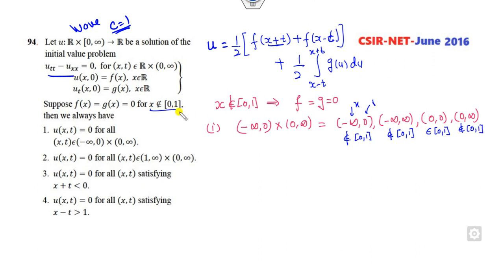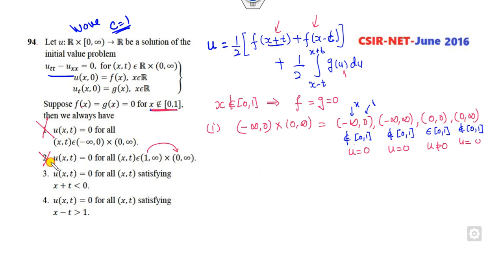So what is the meaning of that? When it does not belong to (0, 1), f and g are 0. So corresponding to this, f is 0, g is 0. So complete is 0, 0, non-zero, 0. So the final solution will be non-zero. Similarly for here, when you take the pair (1, 0), x is 1, t is 0, x plus t will be 1, which belongs to this.